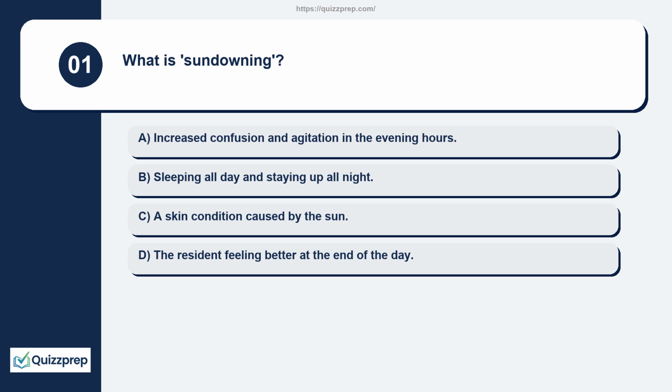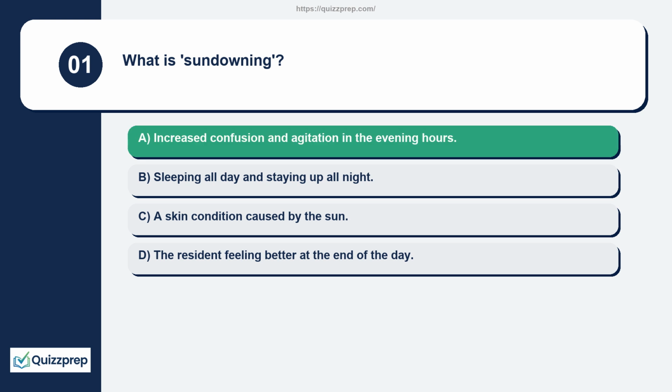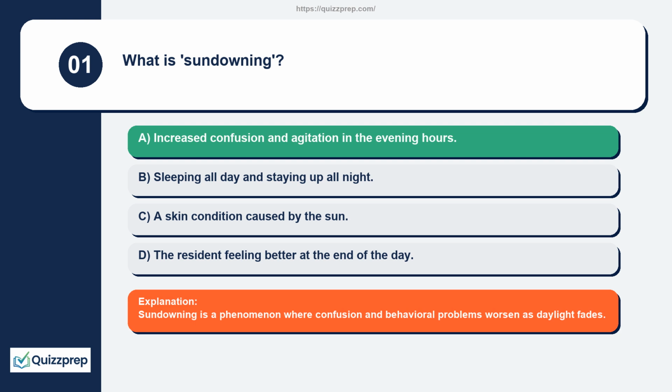Question 1. What is sundowning? Increased confusion and agitation in the evening hours, sleeping all day and staying up all night, a skin condition caused by the sun, the resident feeling better at the end of the day. Sundowning is a phenomenon where confusion and behavioral problems worsen as daylight fades.